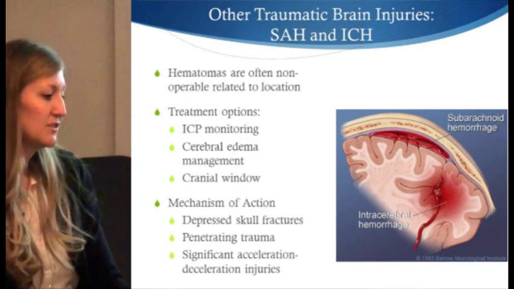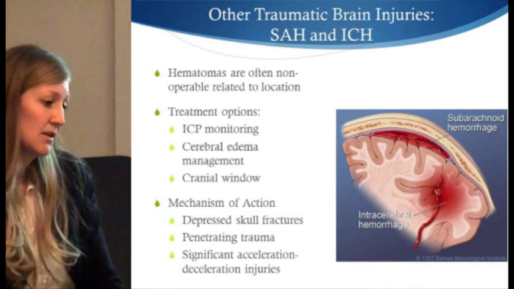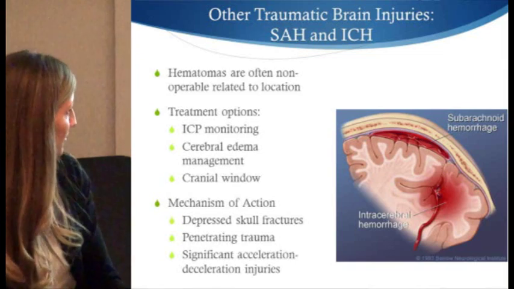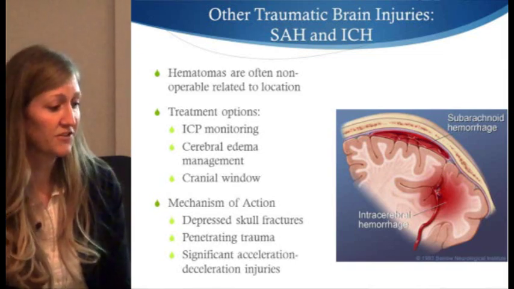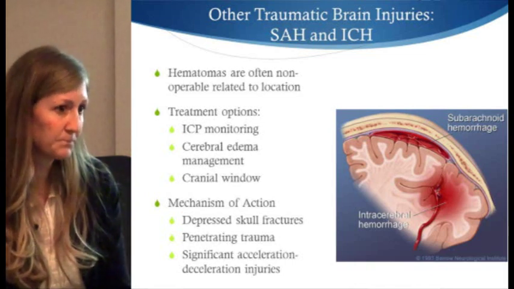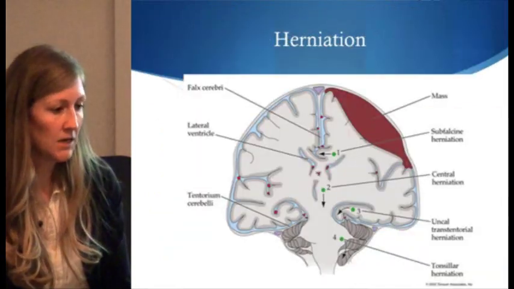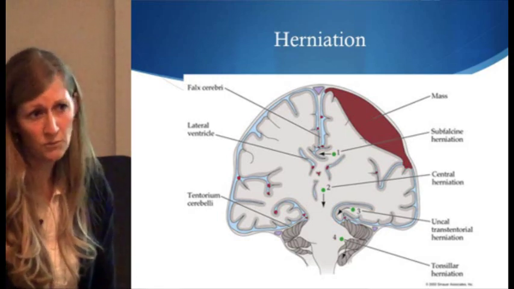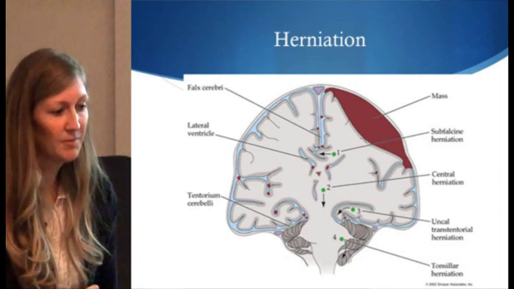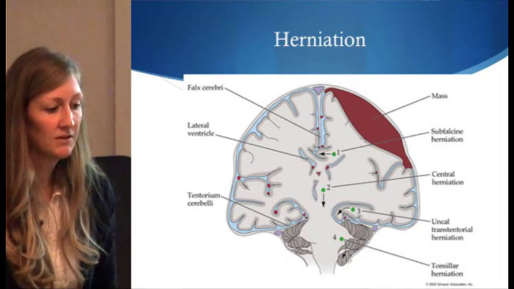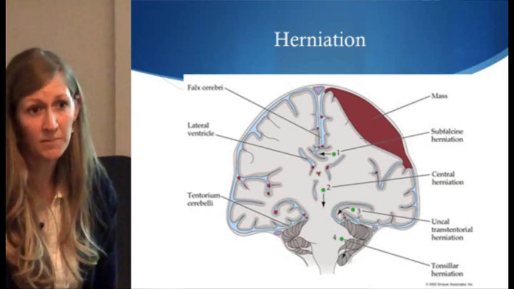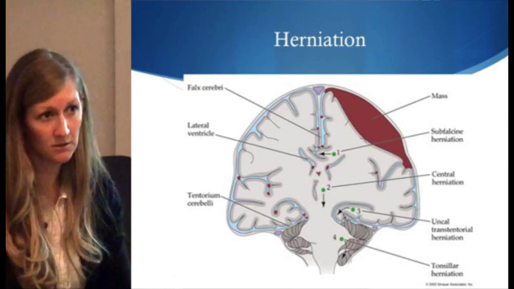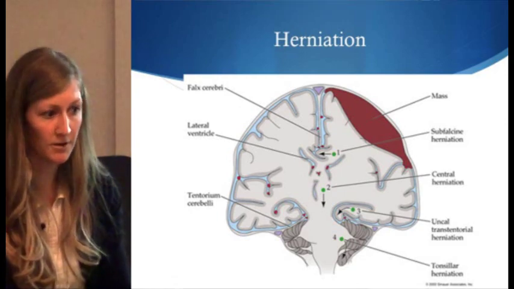So there's your mechanisms: depressed skull fractures, penetrating trauma, or significant acceleration-deceleration. And the majority of the time, I would say that these are caused by significant acceleration and deceleration injuries. At least that's what we see. And then this is just a picture of what herniation looks like. There's different types of herniation where the brain can herniate, just depending on where the injury is. So that Monro-Kellie theory: something has to give, and it's usually the brain tissue that gives, unless we're controlling the fluid, the blood, one of those, okay?